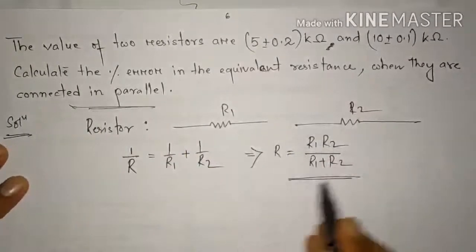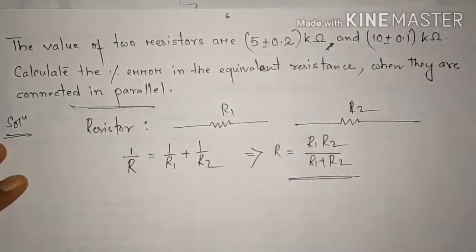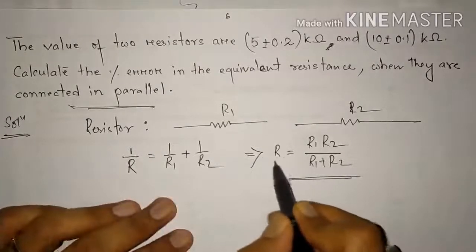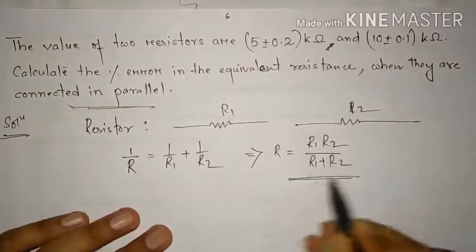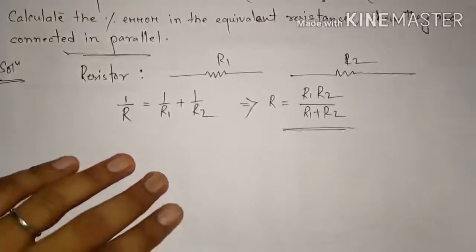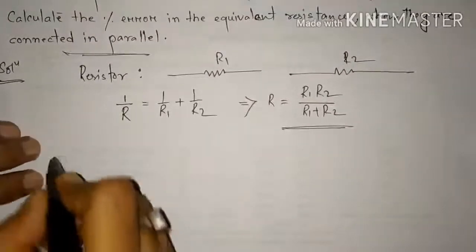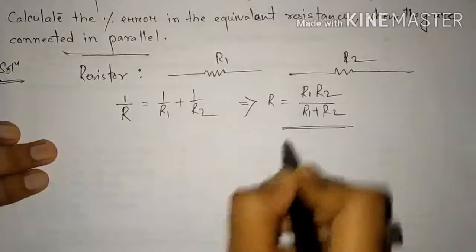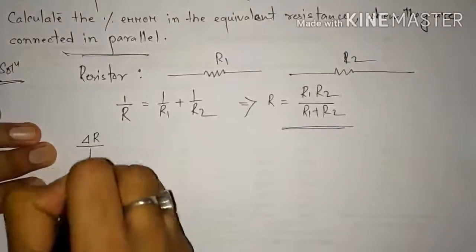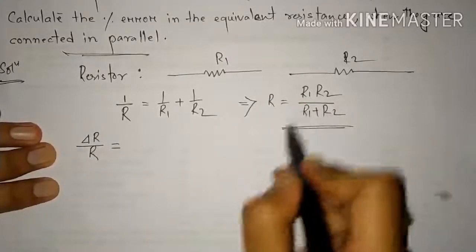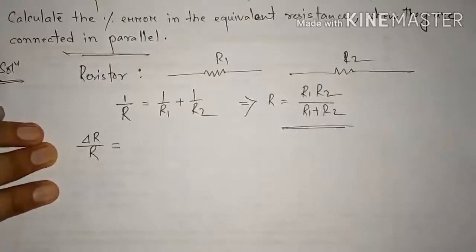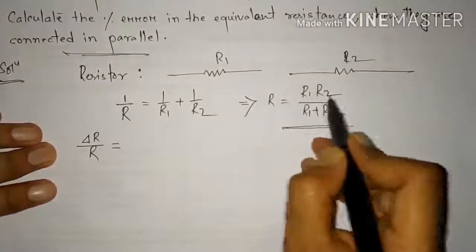Now if this is the expression of equivalent resistance and we want the percentage error in the measurement of this capital R, then what will be the expression of delta R by R? Let us first find out. As this is the expression of R, so delta R by R will be, now forget about the denominator. If it is of the form AB, then it is delta A by A plus delta B by B. So it is also having form R1 R2.